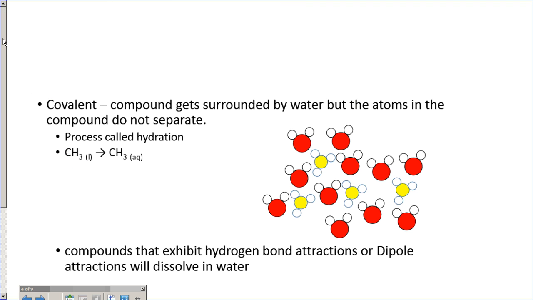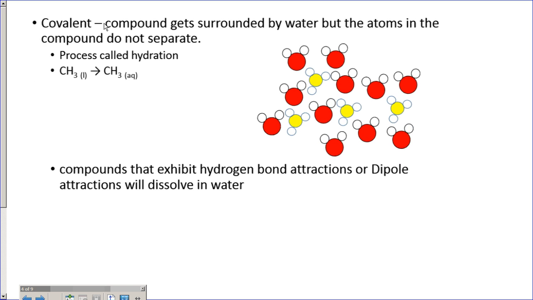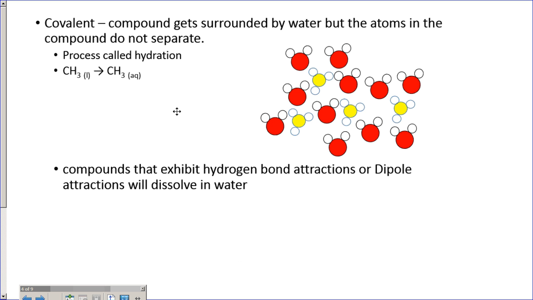When a covalent compound dissolves, these are a little different. Covalent compounds do get surrounded by water, but they do not dissociate. And this process is not called dissociation, it is called hydration. So we have a covalent compound that is polar, and that polar compound just becomes aqueous. This little equation here is how we would represent the hydration of a covalent compound.